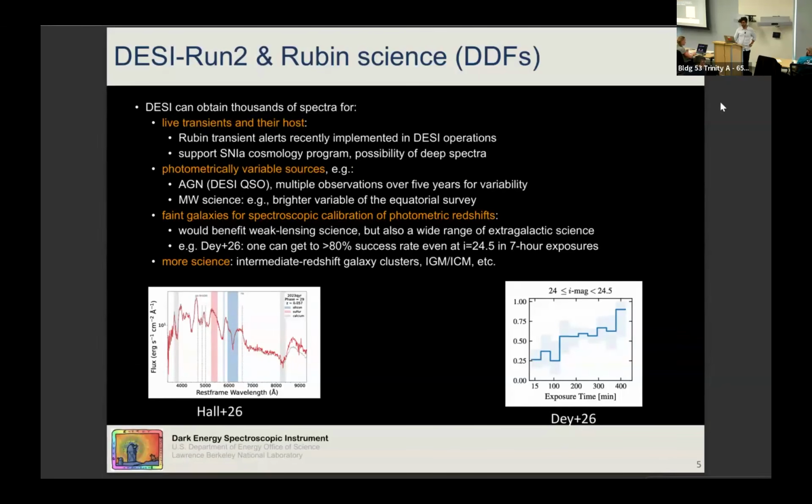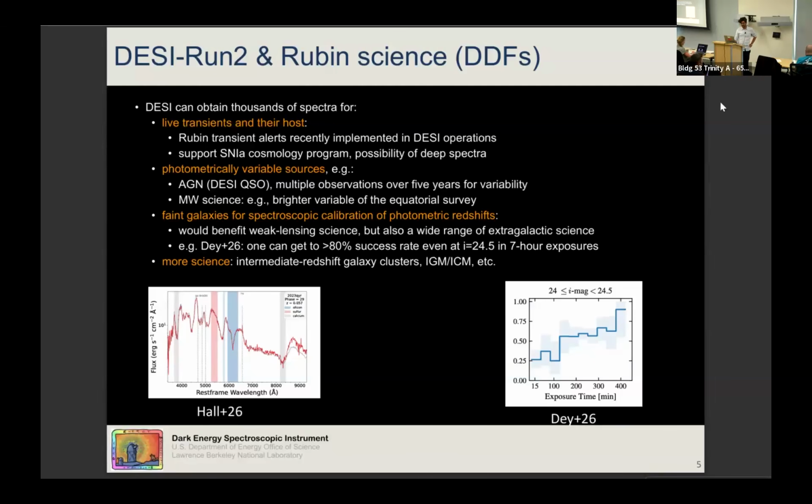DAISY can obtain thousands of spectra for many things for Rubin. For instance, there are live transients. For supernovae or other transients, DAISY can obtain spectra. You can see here, for instance, the spectrum of a supernova, obtained in DAISY operation. It's implemented now to have alerts to observe targets of opportunity based on Rubin alerts.